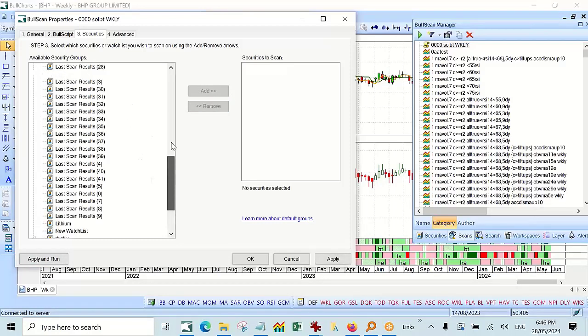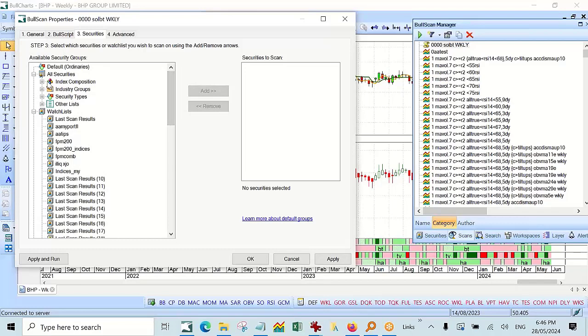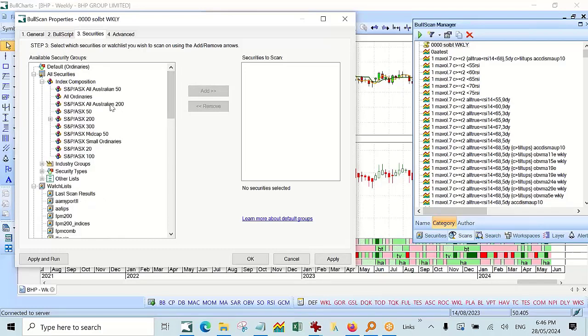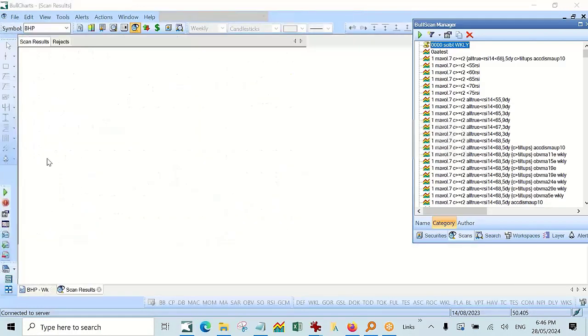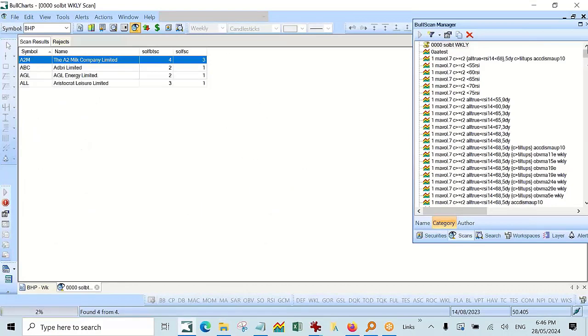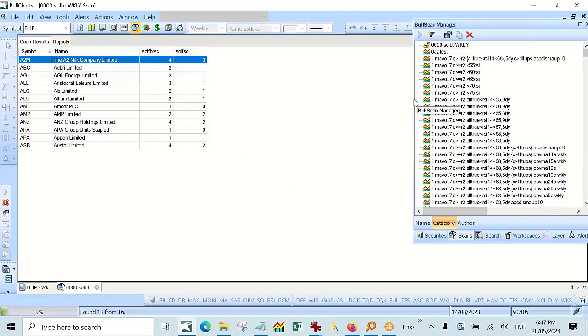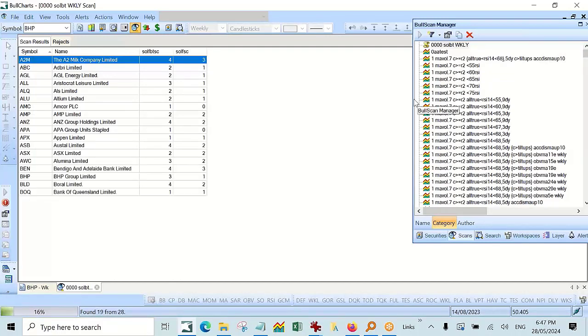I'll add the ASX 200. Of course, you can put the All Ordinaries in there if you wish as well. It'll take about 40 seconds, I think. That's the top 200.